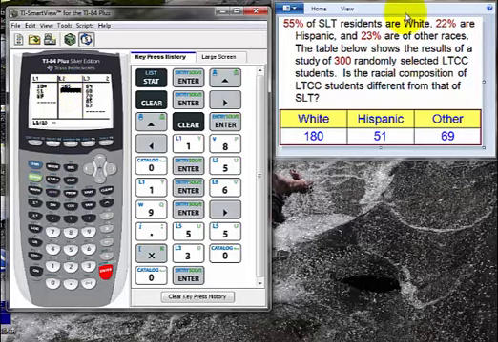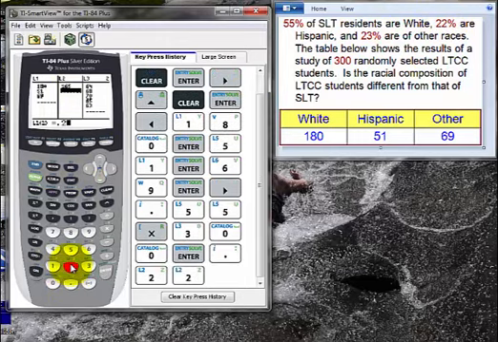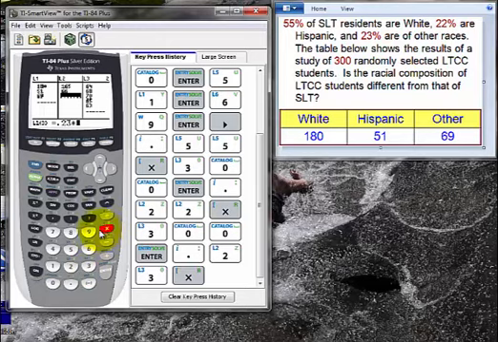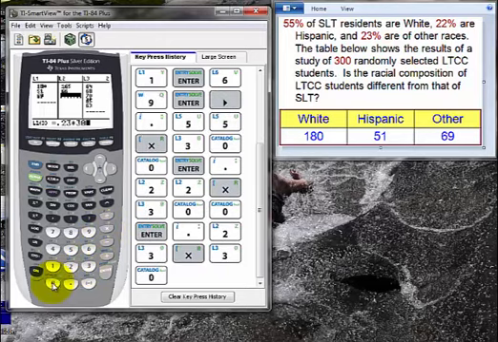So for the expected Hispanic count, we had 22% Hispanic. So I type in 0.22 times 300, Enter, and I had 23% were other. So I had 66 Hispanics. Let's find out how many others we would expect to have. So 0.23 times 300. Hit Enter, and notice that for the others, it was right on. 69 was expected, and 69 is what was observed.